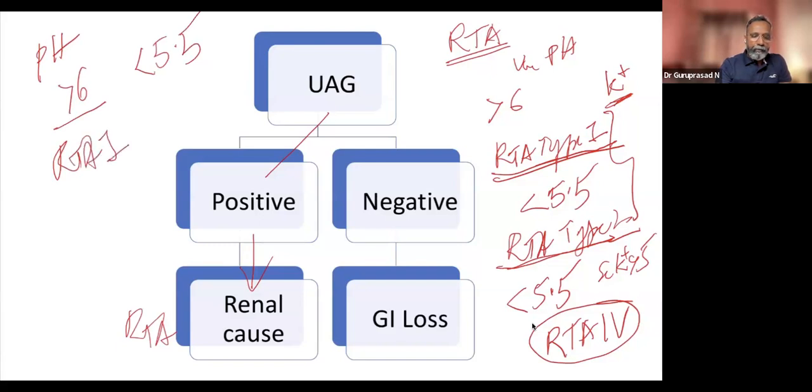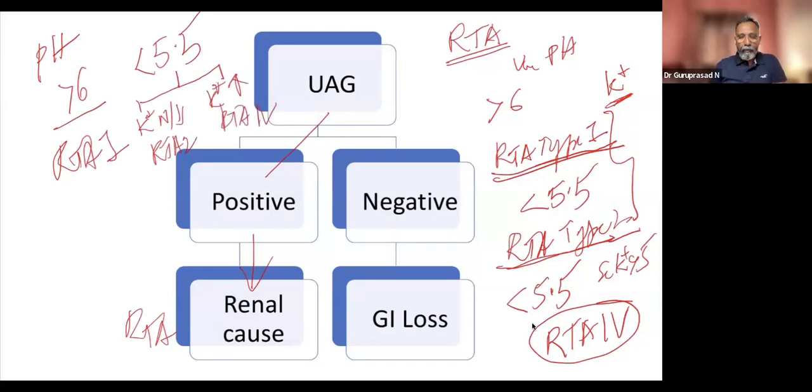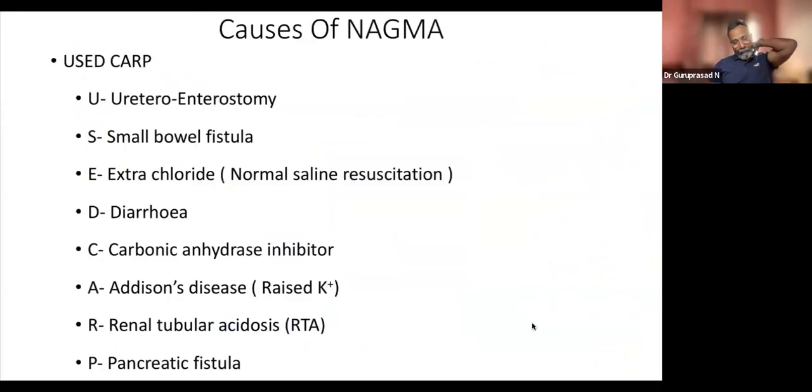If the pH is less than 5.5, then you should see what is the serum potassium. If the potassium is normal or decreased, then it is RTA type 2. And if the potassium is increased, then it is RTA type 4. Okay, this will complete the evaluation of urinary anion gap.